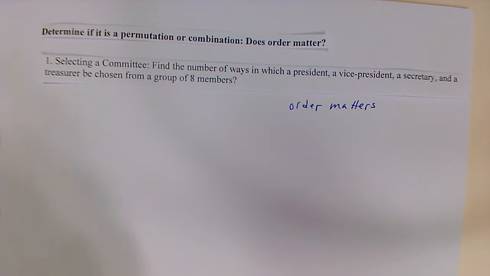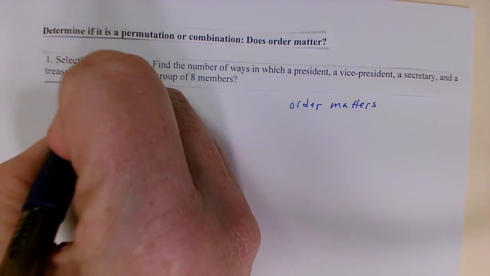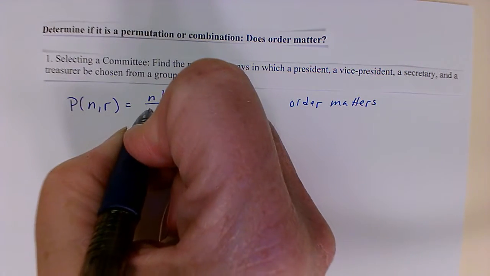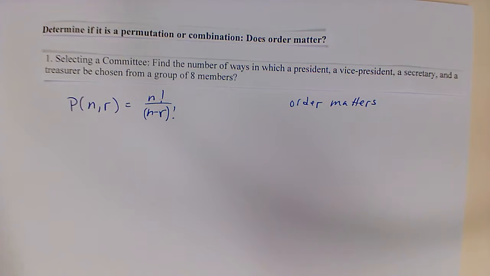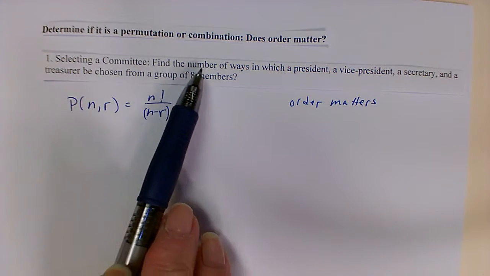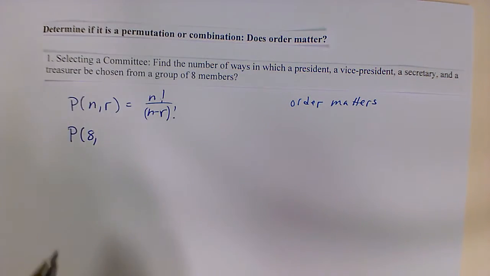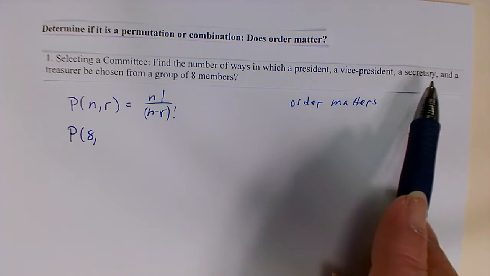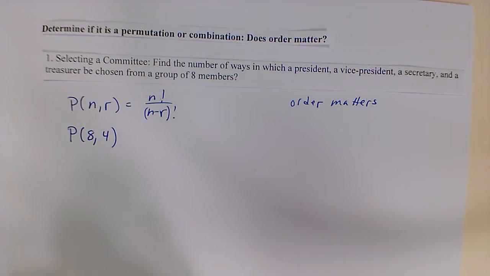So when order matters, we need to use the permutation. That's going to be P of N, R equals N factorial over N minus R factorial. In this problem, N is going to be equal to the total number. We have a total number of 8. So this is going to be P of 8, comma, and how many are we choosing? We are choosing 4: a president, a vice president, a secretary, and a treasurer. So it'll be P of 8, comma 4.